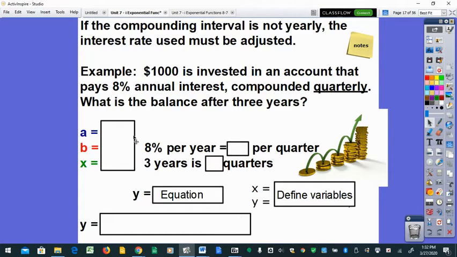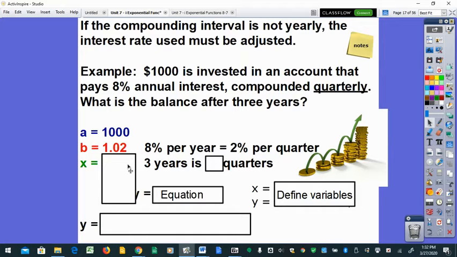So the A is still the $1,000, guys. That hasn't changed, but now we have to stop before we move on to finding the factor, because this 8% for the year is going to be parceled out to each quarter. Quarter means 4 times a year. So if we take that 8% and divide it by 4, you're going to get 2% each quarter. So our factor is going to be 1.02, not 1.08, because it's per quarter.